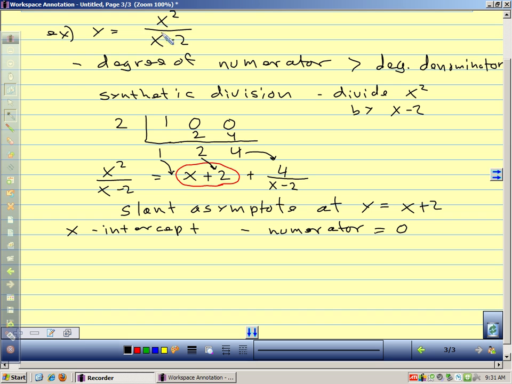And our numerator is 0 at x equals 0. That's what makes our numerator 0. Our y-intercept is where x equals 0. And if I plug in x equals 0, I get y equals 0. So we just have the one intercept at x equals 0. Our graph just crosses our axes at 0, 0.